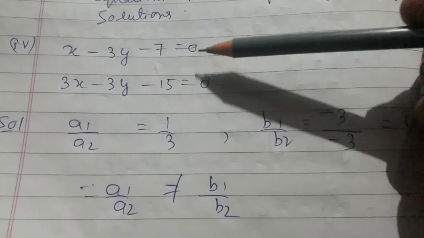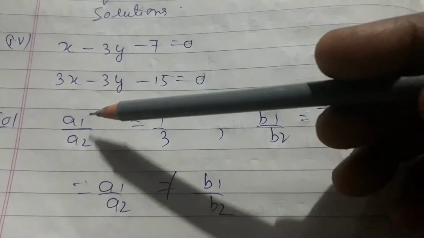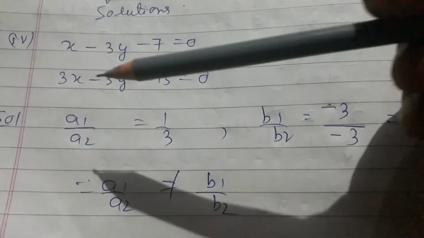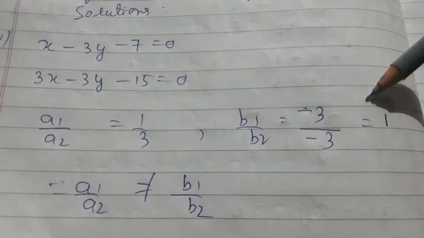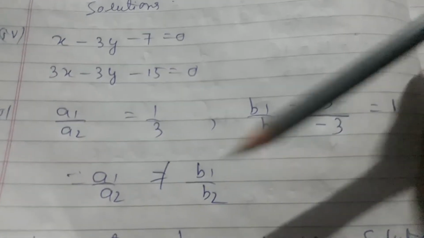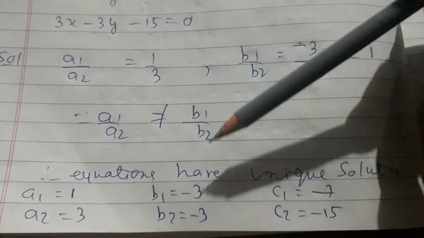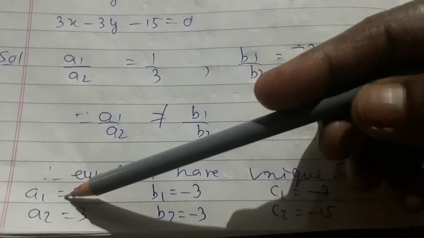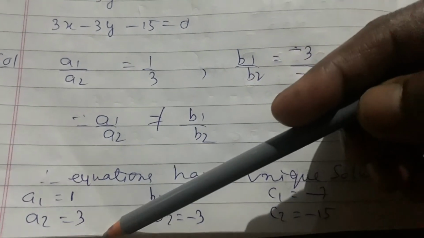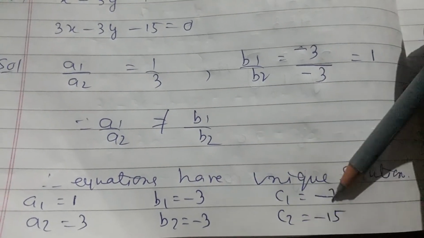Okay, now another question. x minus 3y minus 7 equal to 0 and 3x minus 3y minus 15 equal to 0. So a1 by a2 equal to 1 by 3, b1 by b2 equal to minus 3 by minus 3, that is 1. So the ratios are different, so no need to find the ratio of c1 by c2. So a1 by a2 not equal to b1 by b2. So the equations have a unique solution. Now you write down here a1 equal to 1, a2 equal to 3, b1 equal to minus 3, b2 equal to also minus 3, c1 equal to minus 7 and c2 equal to minus 15.